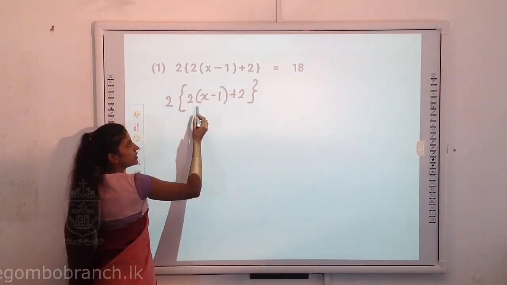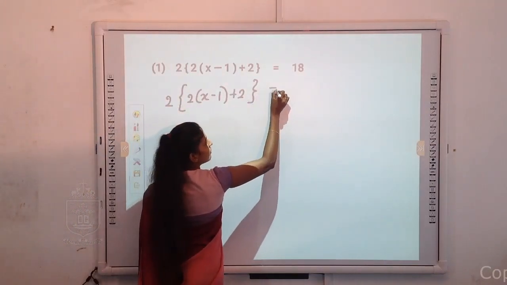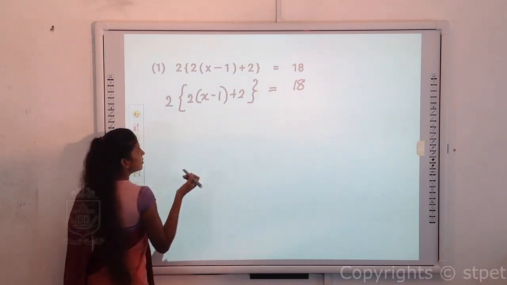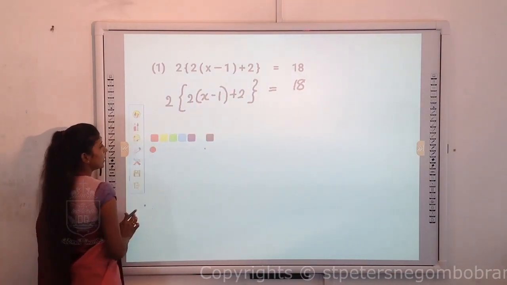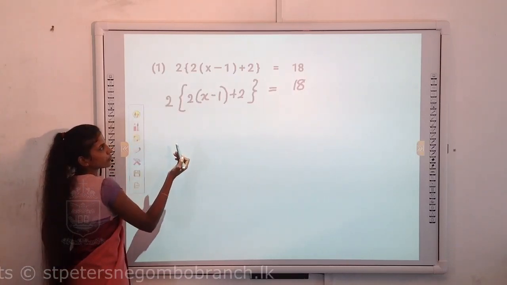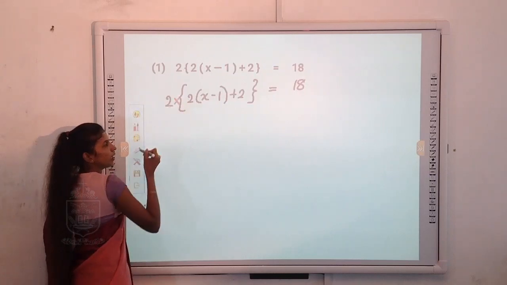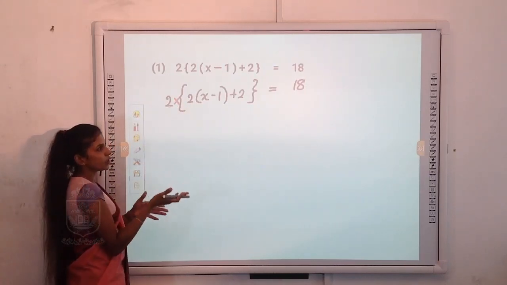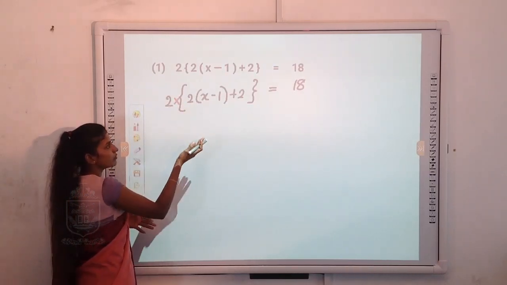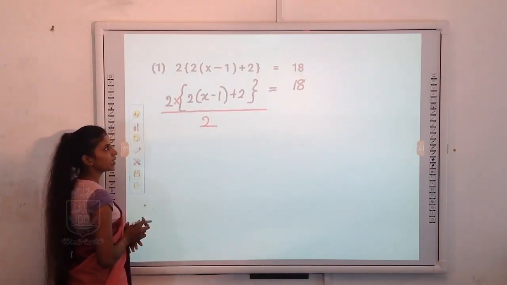Meaning of curly bracket is this total expression is multiplied by 2. And here we have 18. So in simplifying this, at first we can cancel this outermost number plus 2. Now this total expression is multiplied by 2, so we can do the opposite of that. Opposite of multiplication is division. So we are going to divide the whole expression by 2.